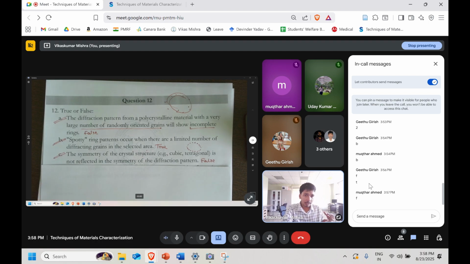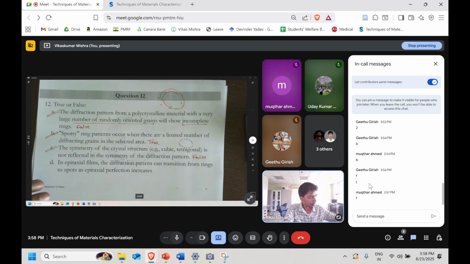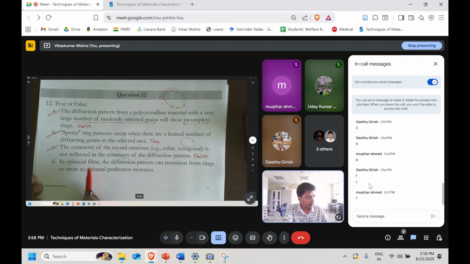So they are symmetry equivalent. The last one: in an epitaxial film, the diffraction pattern can transition from the ring to the spot as epitaxial perfection increases. True, very good.